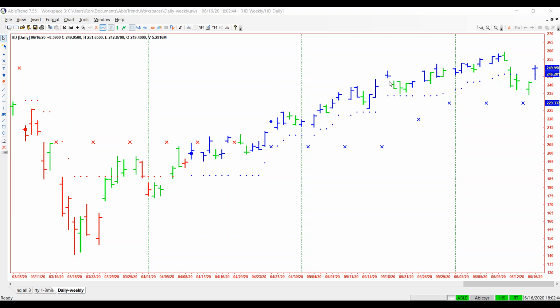That's the nice part about Abletrend, you can just tailor it to whatever style you like. You can pick any time charts that you like. So let's jump in here. We've got a Home Depot chart. We're looking for double confirmation, or what I call triple confirmation. That's what I call it.